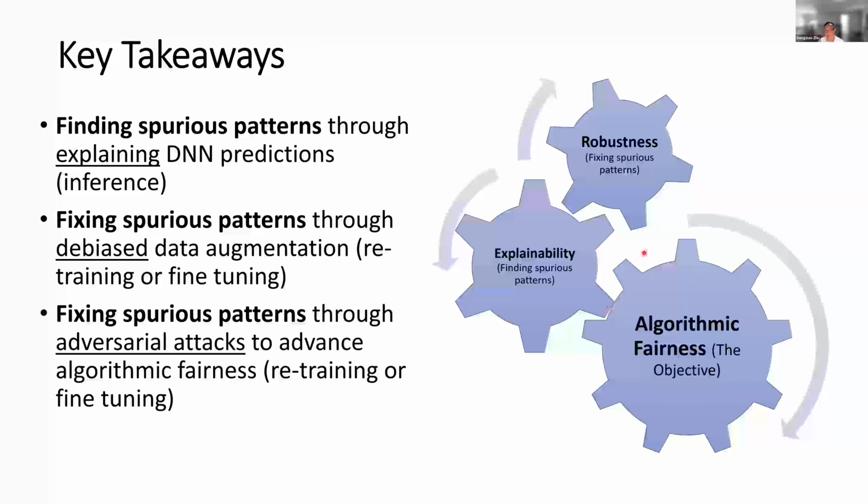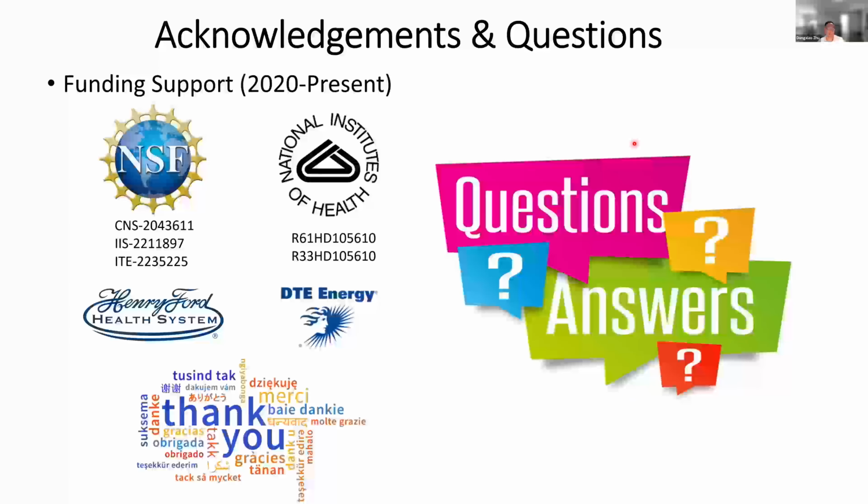The right panel shows how they work together. The goal here is to achieve algorithm fairness. The technology we use is the explanation techniques to find the spurious patterns. Then we try to fix the spurious pattern by using the robustness techniques. Yeah, so that's about it.